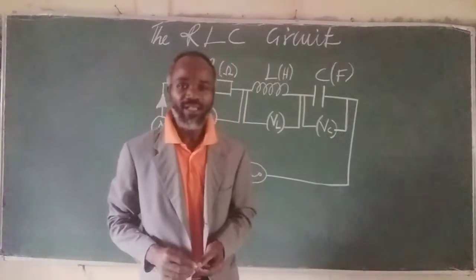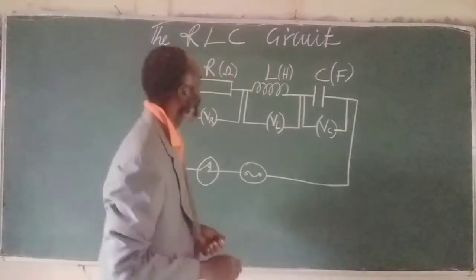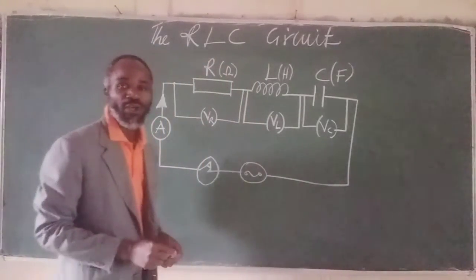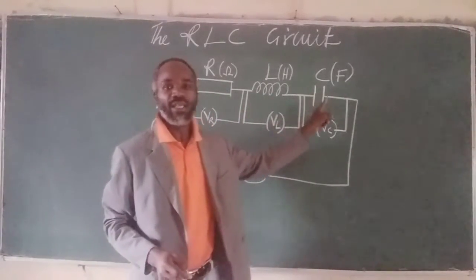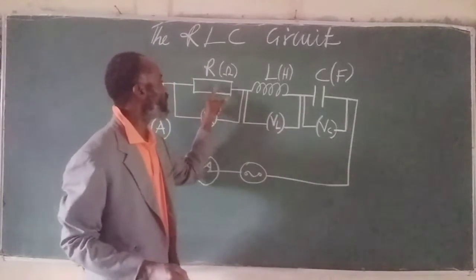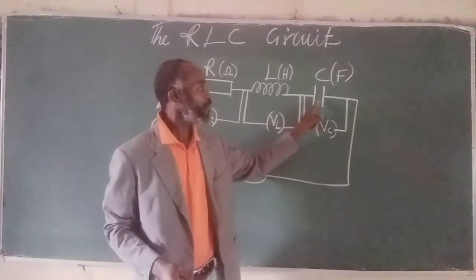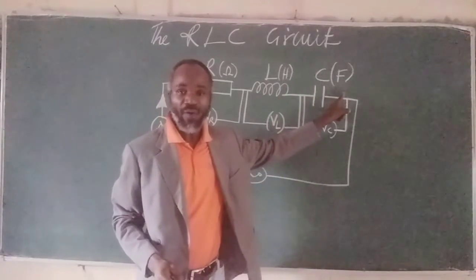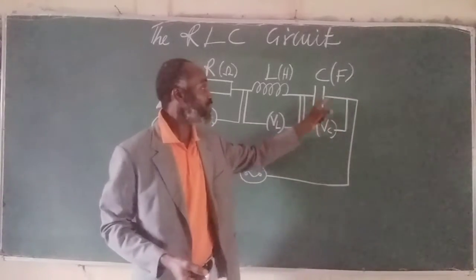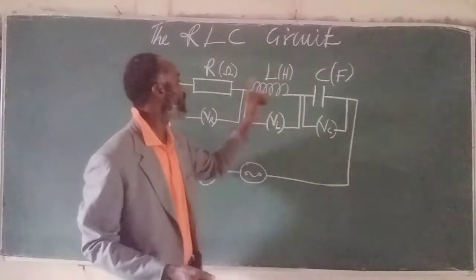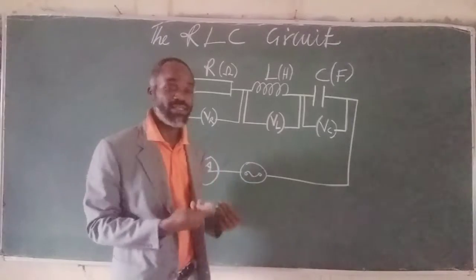Our topic today centers on RLC circuits. An AC circuit containing three components: resistor, inductor, and the capacitor. The resistor is measured in ohms, the inductor is measured in Henry, and the capacitor is measured in Farad. Most times we have micro units, such as microfarad, millihenry, and milliohms, and so forth. So today we're going to analyze this.